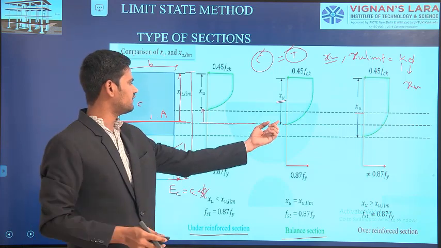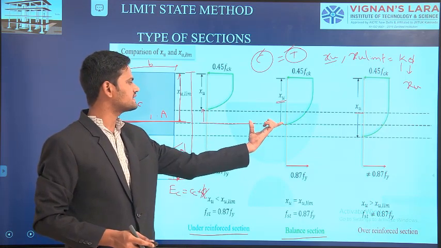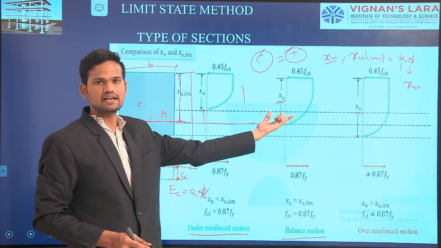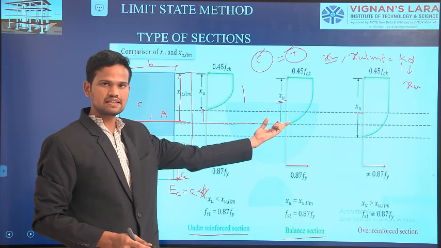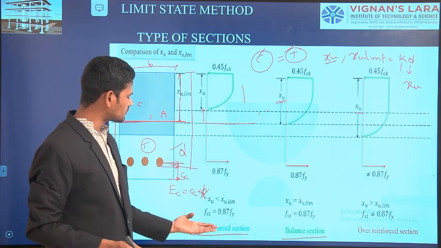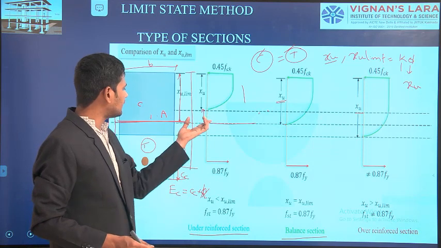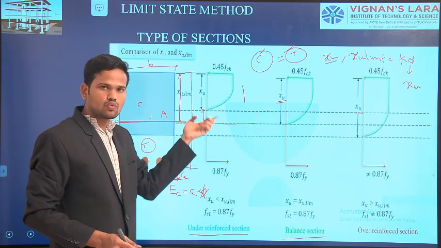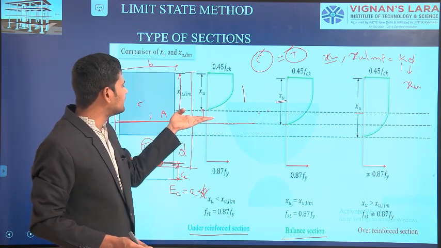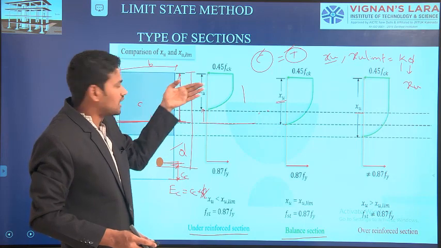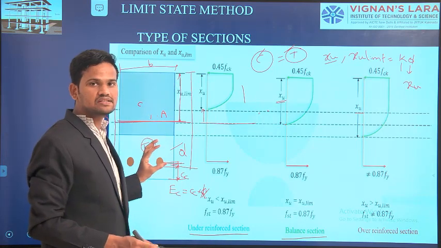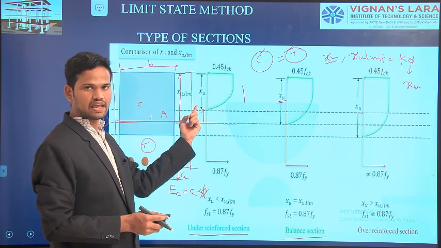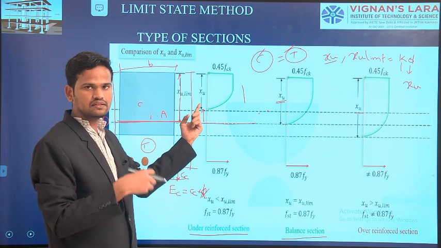For the balanced section, the neutral axis divides the center of the section, that means the compression phase and the tension phase. Again, in the under reinforced section, the depth of the neutral axis is shifting to a somewhat higher side. That means the distance between the compression phase and the tension phase is changing, where XU is the neutral axis that divides the compression phase and the tension phase.